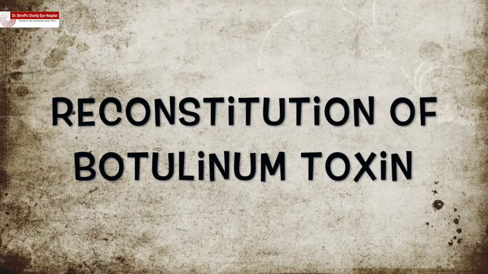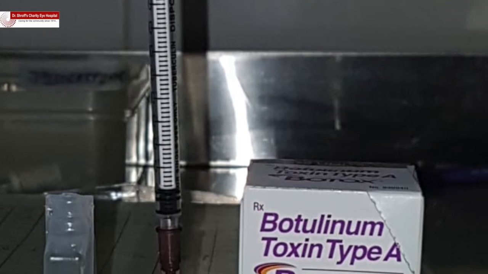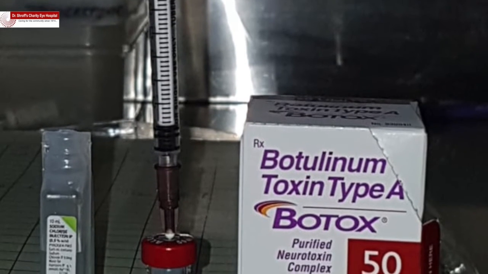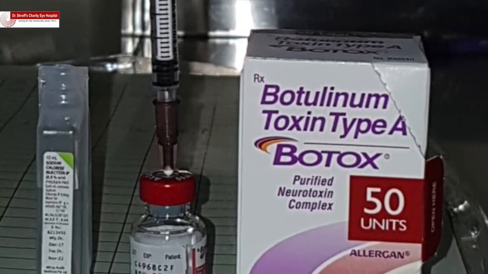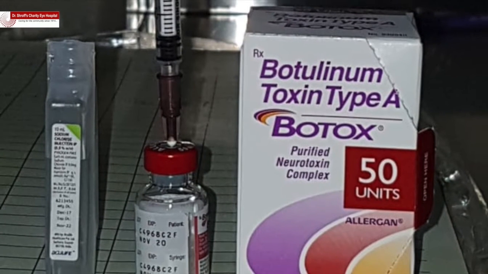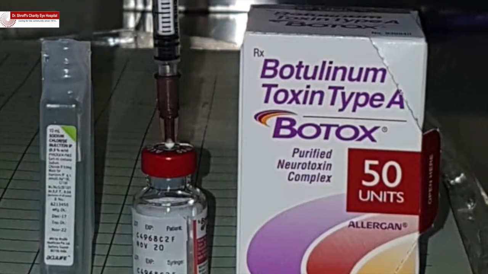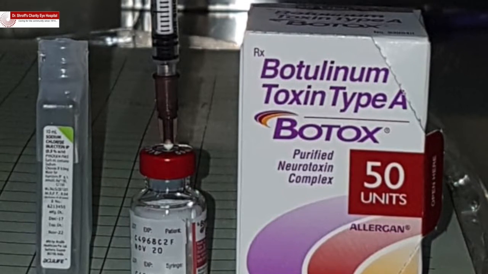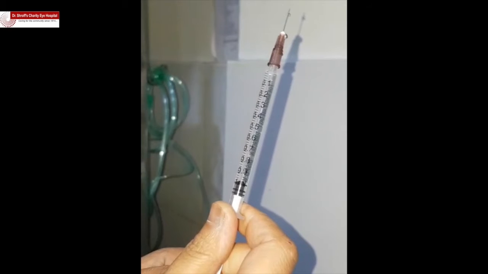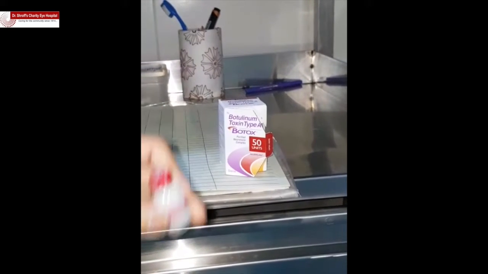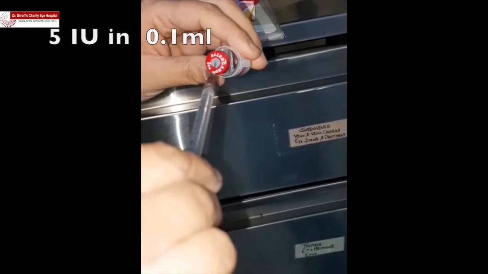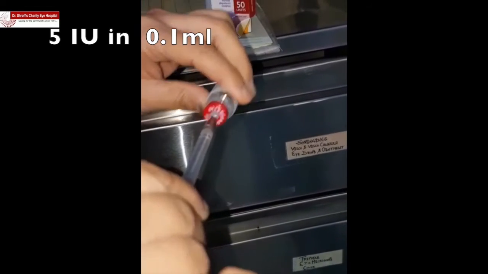Preparation of the reconstituted botulinum toxin. For reconstitution of the injection, a 1 ml syringe, 30-gauge needle, 0.9% sodium chloride solution, and a vial of commercially available botulinum toxin, which is marketed as Botox or Dysport, are required. Botox is available in a 50 and 100 international units pack. To reconstitute Botox, 1 ml of saline is first withdrawn in a 1 cc syringe and then injected into the 50 units Botox vial. This gives the concentration of 5 international units per 0.1 ml.